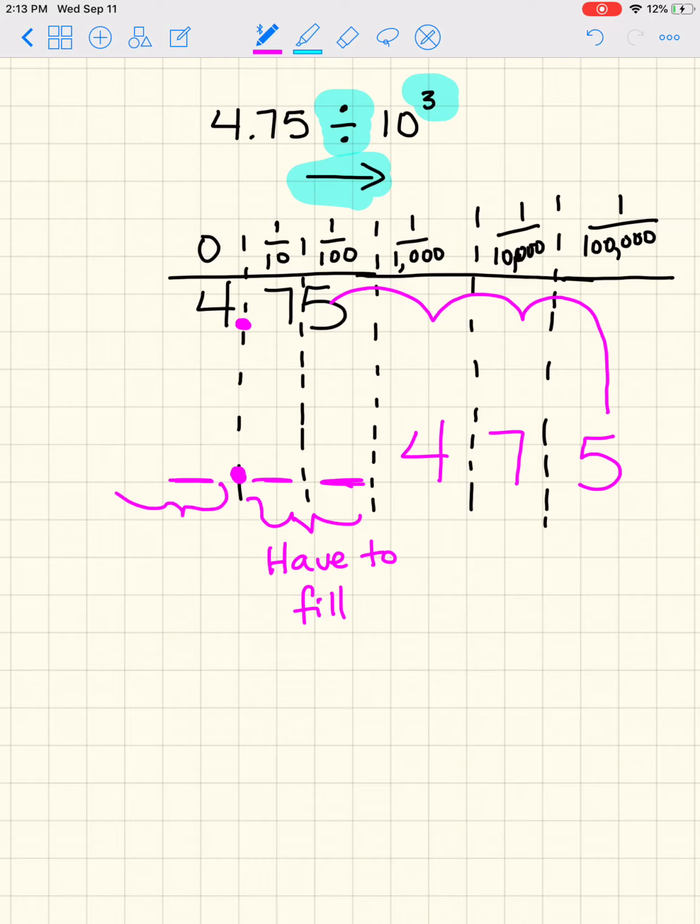This one is optional. You can fill it with a placeholder 0, or you can leave it blank. Either way is correct. It doesn't change the value of the overall number. Now, I'm going to fill in my placeholder 0s, and I'll go ahead and fill in the optional one too.